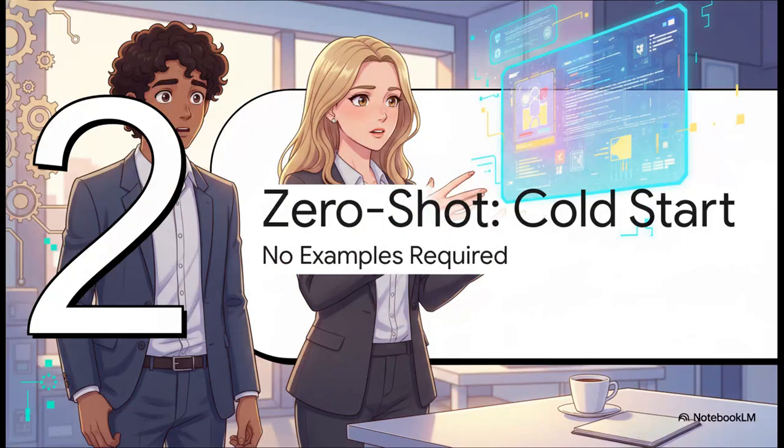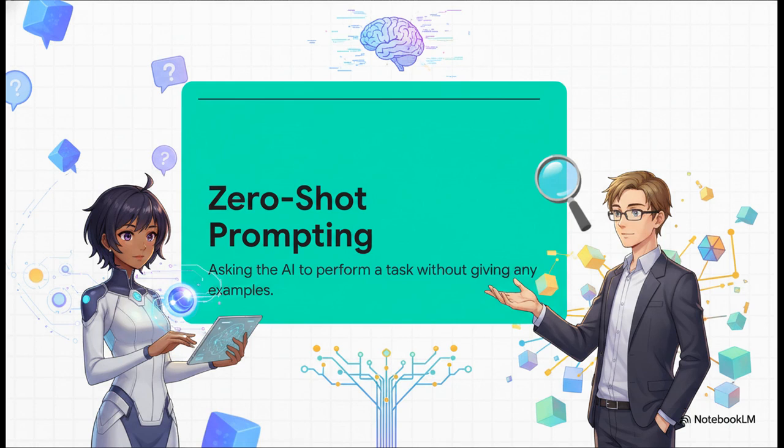And that brings us to Level 1, Section 2, Zero Shot, also known as the cold start. Imagine handing a brand new intern a task out of nowhere. Zero training, zero prep, and you expect them to just knock it out of the park. That's the essence of zero-shot prompting. The formal definition here is asking the AI to perform a task without giving any examples. That's absolutely the crucial phrase right there, without giving any examples. You're relying entirely on the AI's pre-existing built-in knowledge to figure out what you want.